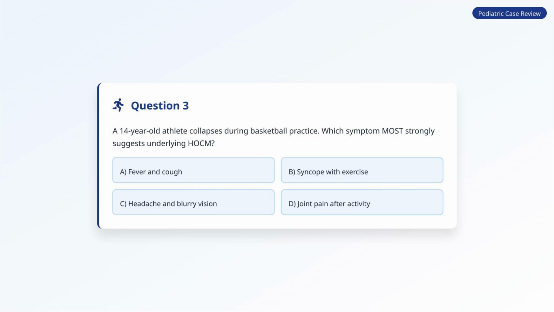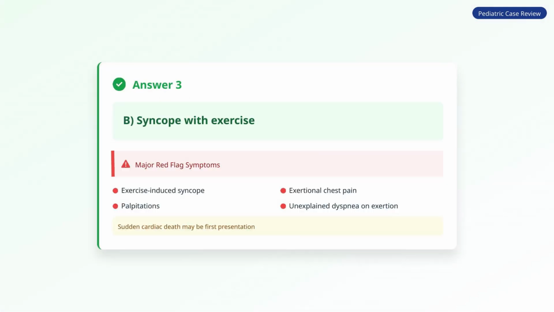contractility. A 14-year-old athlete collapses during basketball practice. Which symptom most strongly suggests underlying hypertrophic obstructive cardiomyopathy? A. Fever and cough. B. Syncope with exercise. C. Headache and blurry vision. Or D. Joint pain after activity. The correct answer is B.